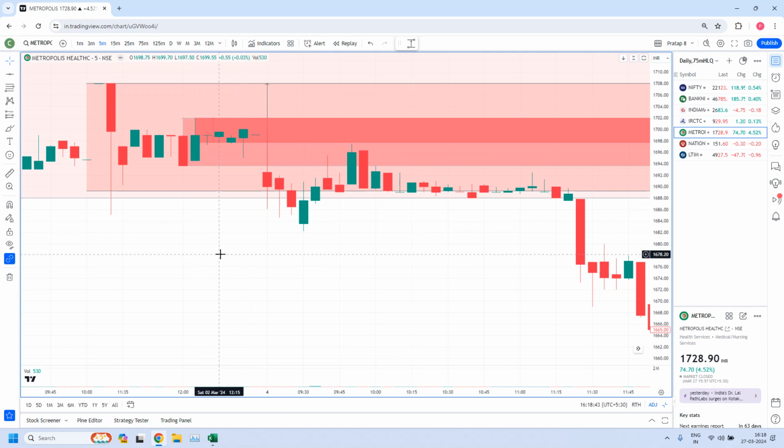Now tell me, what could be your answer? Yes or no? Yes means we can accept, no means we cannot accept. Most of you might be saying no, because the imbalance should be from the institutions, not from retail traders like us. If retail traders like us are fighting in this area, definitely it is a weak area.